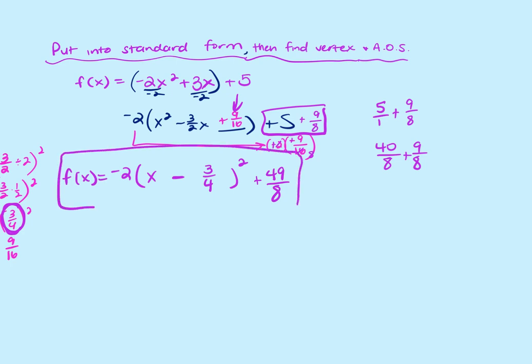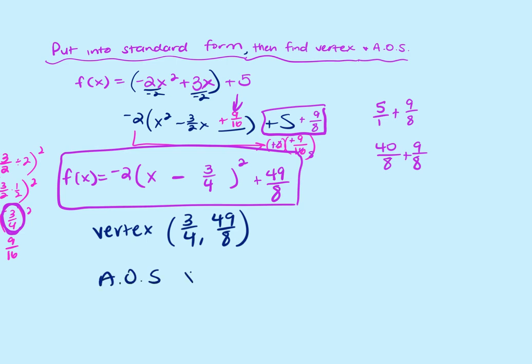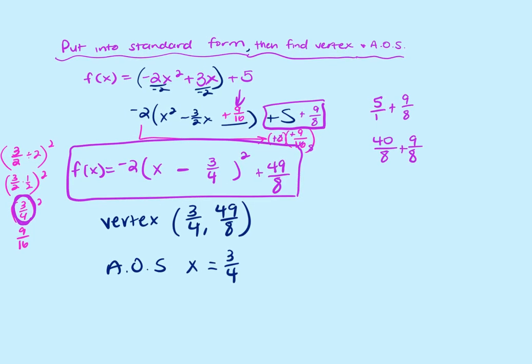This whole thing is my standard form. What's the vertex? +3/4, 49/8. Good. What's your axis of symmetry? +3/4. Good. X equals 3/4. What do you know about the shape of this parabola? What direction does it point? Down. And that -2 on the front would have what impact? Good. It's a vertical stretcher. It's going to make it more narrow.